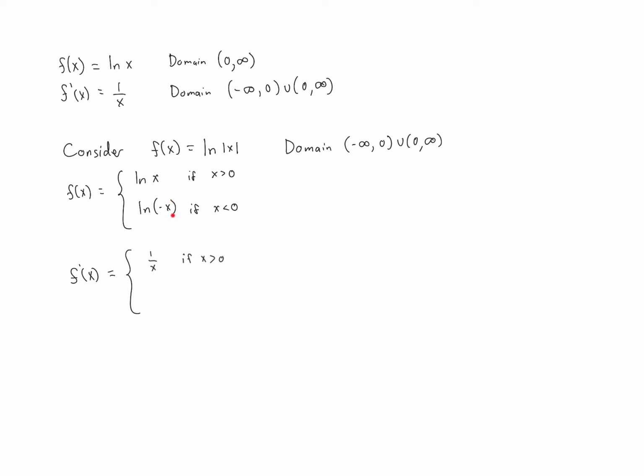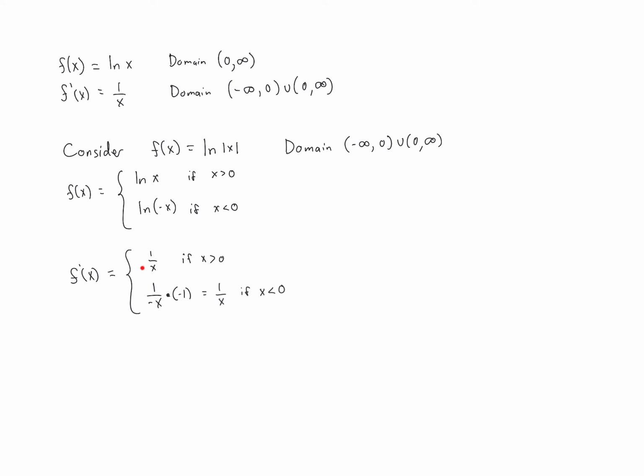We've got to differentiate ln of the opposite of x, and we can use the chain rule there. The derivative of ln of u is 1 over u, so that's 1 over the opposite of x. But we have to multiply by the derivative of the inside. The derivative of negative x is negative 1. And so we've got, this is a multiplication sign in the middle, two negatives that cancel and turn into a positive. And so this becomes 1 over x if x is less than 0.